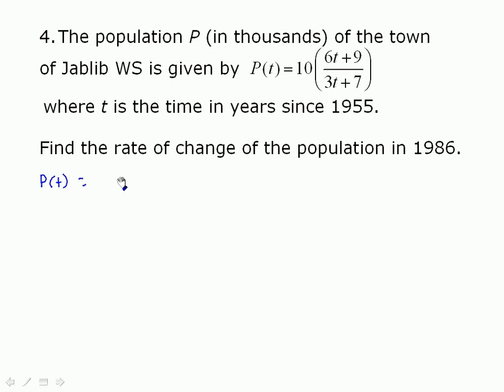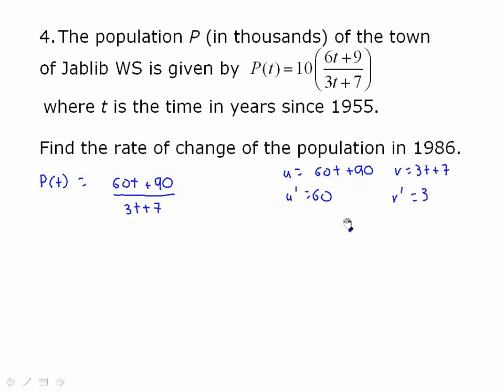Now remember, the 10 would only be multiplied by the numerator. So it's 60t because it's 10 over 1. So 60t plus 90 over top of 3t plus 7. So here we are with a quotient rule once again. U is equal to 60t plus 90, so U prime is equal to 60. V is equal to 3t plus 7, so V prime is equal to 3.